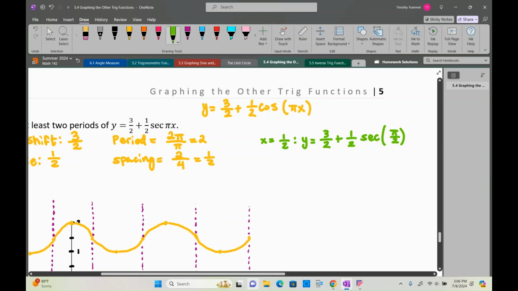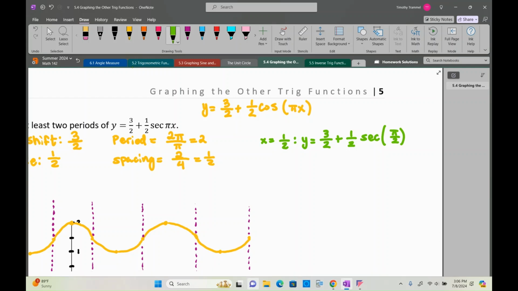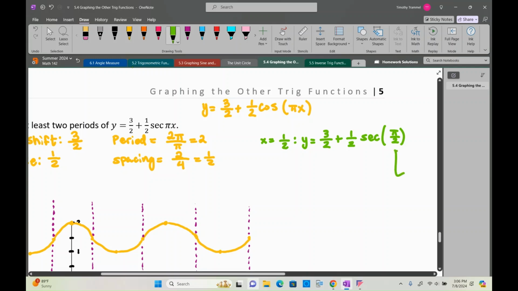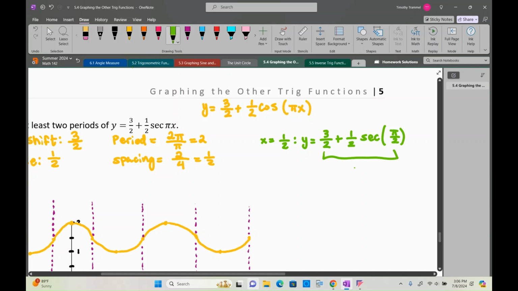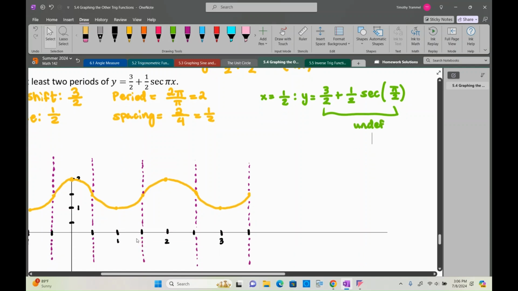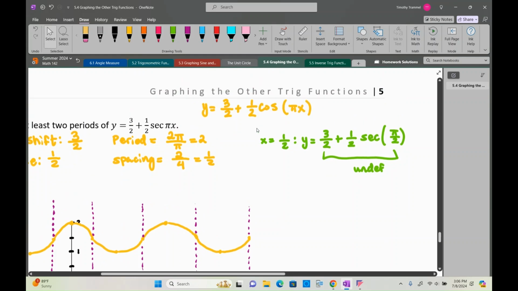Okay. And remember, secant is 1 over the x value on the unit circle. Okay. Well, what is the x value on the unit circle at pi over 2? Well, it's 0. So we end up with a 1 over 0 here. So this ends up being undefined. And this is exactly what will happen if you try to plug in any of these other spots where we've sketched in a vertical asymptote. You'll end up with an undefined value.